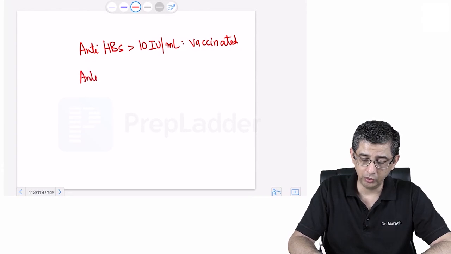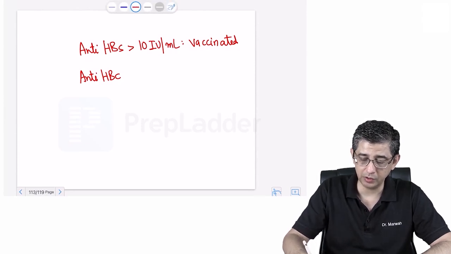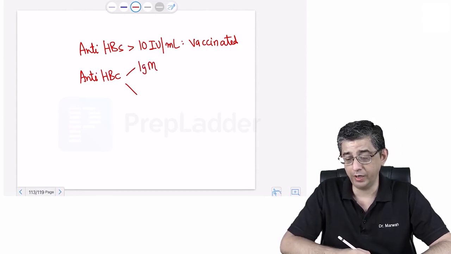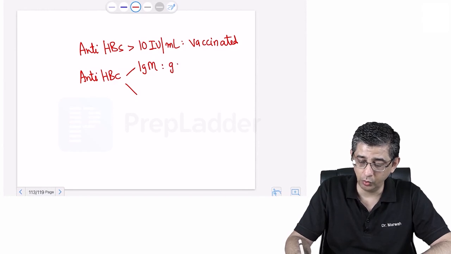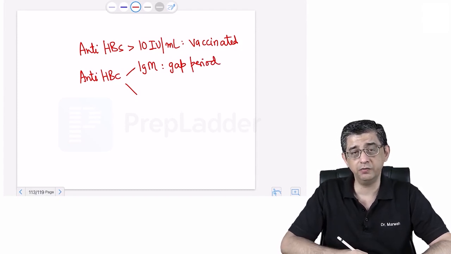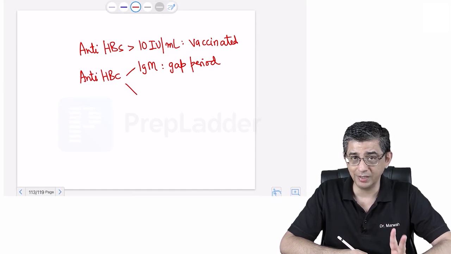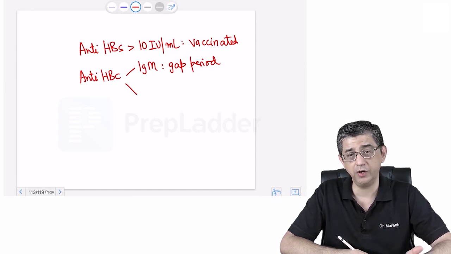Then is antibody to the core antigen, and various permutation combinations for the same have already been discussed. So I'm going to discuss both the combinations with you. If you get IgM class of antibody described and this is given alone in an MCQ, I hope it's very clear. If it is given alone in an MCQ, it's going to be gap period. If it is in combination with hepatitis B surface antigen, as I mentioned earlier, it is acute hepatitis B. For acute hepatitis B, you need two things: surface antigen plus IgM class of antibody.